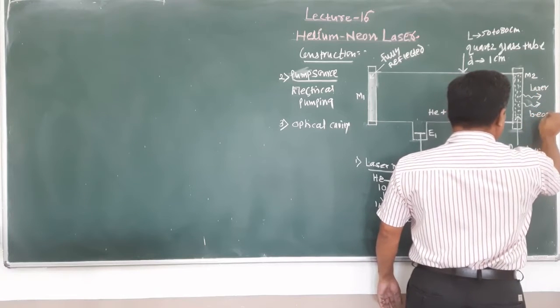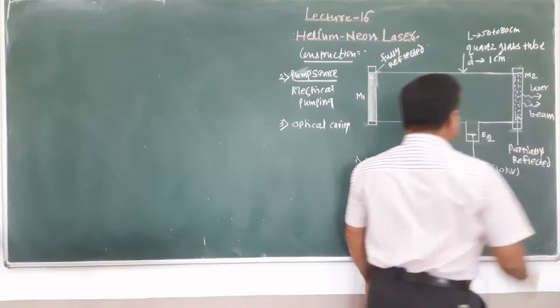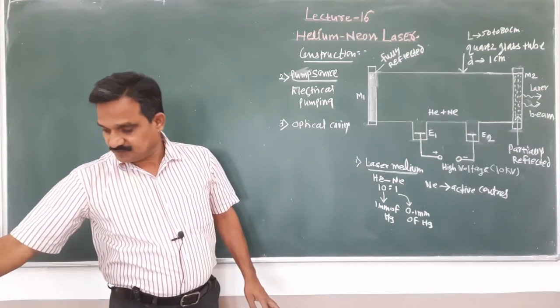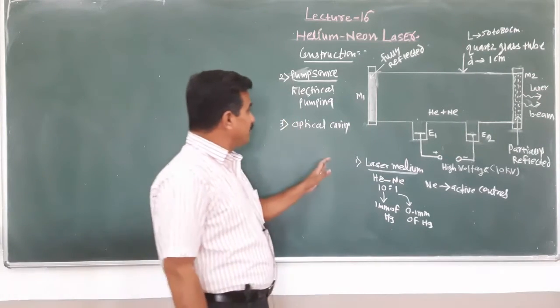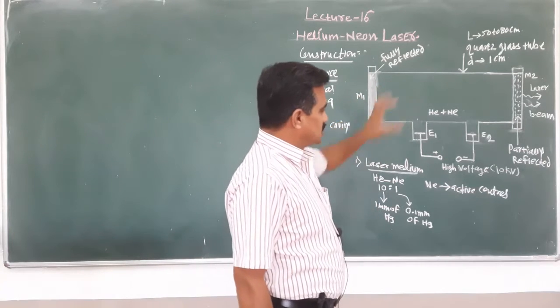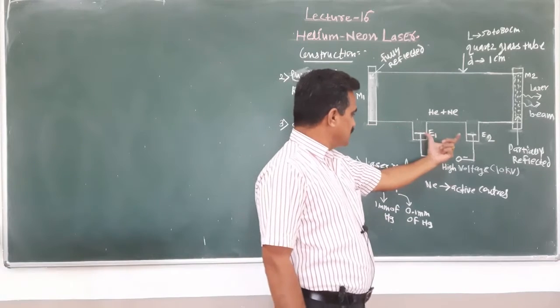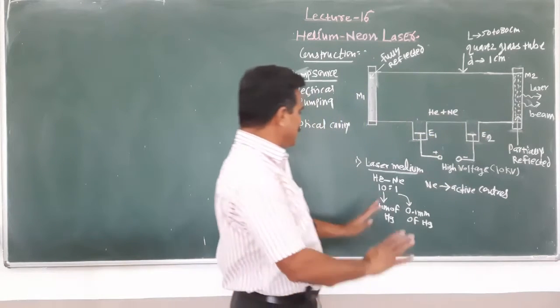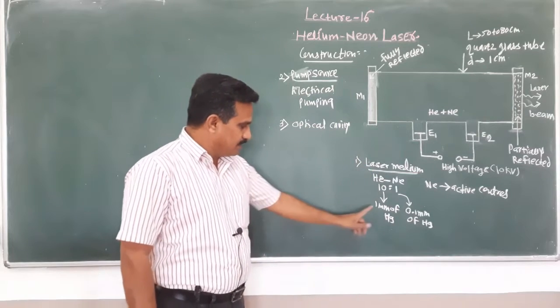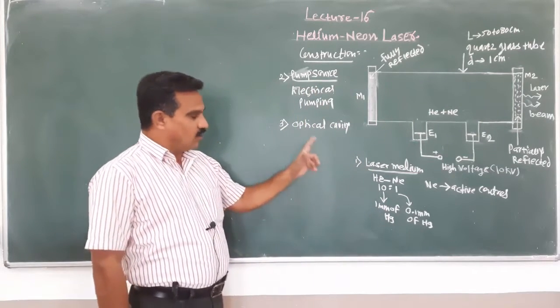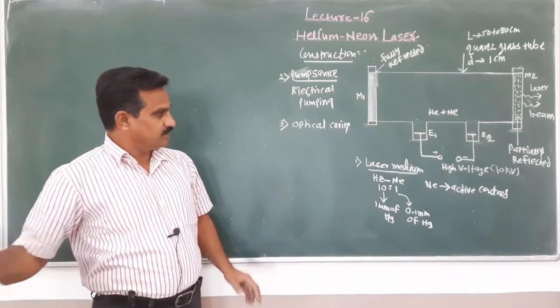Laser beam. This is actually the third part. This is all about the construction of the helium neon laser. It means a quartz glass tube, 2 electrodes, meaning electrical pumping, and these two are the optical sources. 3 components: the laser medium, next the pump source, and third the optical cavity.